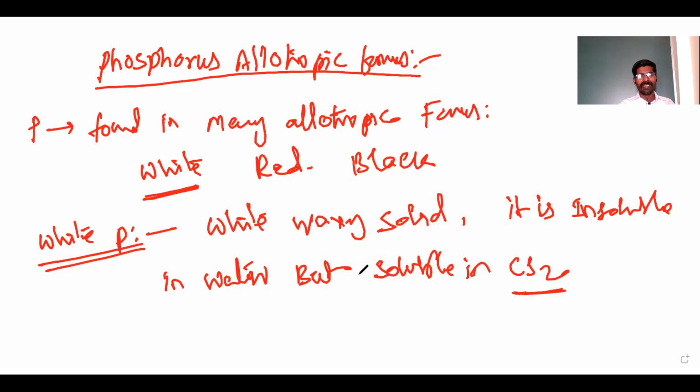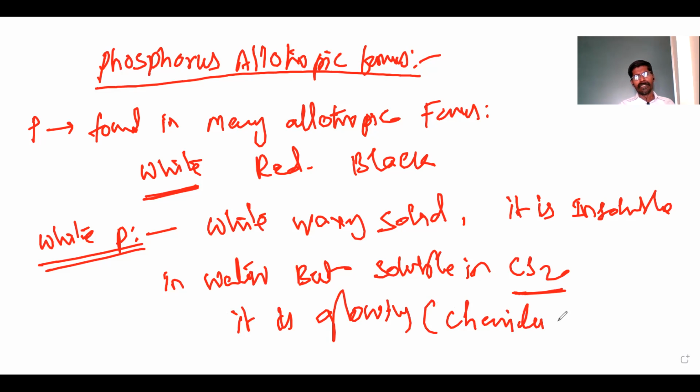And it glows. That means the property it is glowing is called chemiluminescence. Now this property is called chemiluminescence. And the phosphorus here is obtained in units.